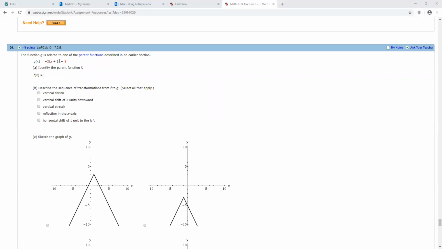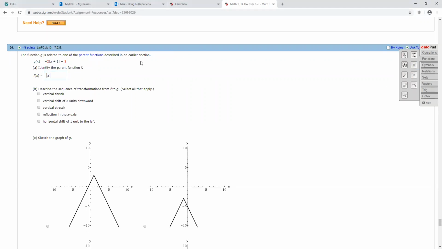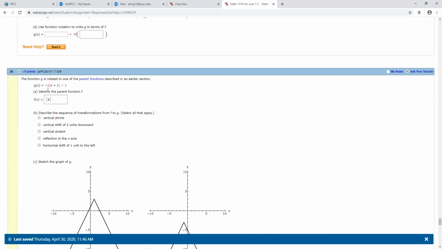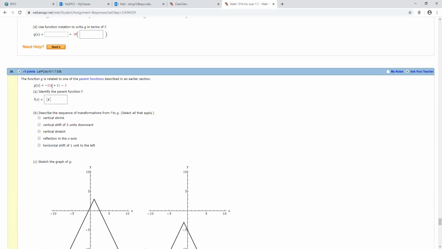You can see the parent function. This function is a relative, if you will, of the original function. Of course, this gives it away: the absolute value. So we're going to put right here, the parent function is the absolute value function. And that's that.